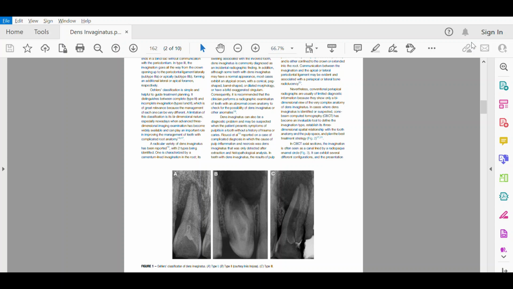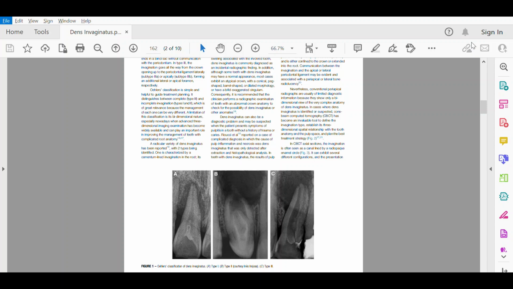In figure B, it is type 2, which is an invagination that extends through the root and ends in a blind sac without communication with the periodontium. In figure C, it is type 3, where the invagination goes all the way from the crown opening to the periodontal ligament and has two subtypes: type A opening laterally, and type B opening apically.